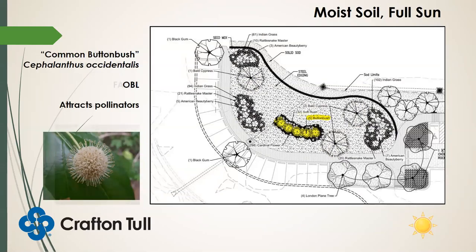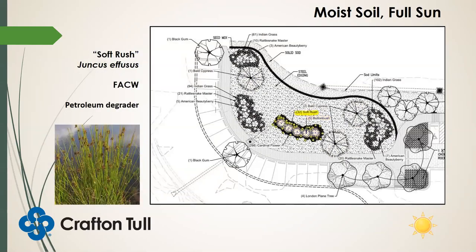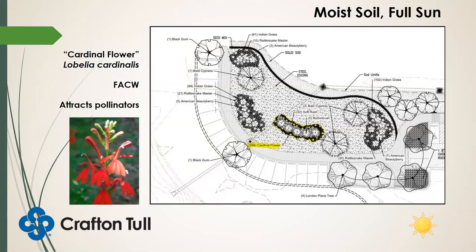Soft rush, Juncus effusus, facultative wetland species, another great one for degrading petroleum just because of its root system. Cardinal flower, facultative wetland species, attracts pollinators, especially hummingbirds. Hummingbirds love the shape of the flowers because they can stick their long beaks down in there. I've seen a lot of hummingbirds on cardinal flowers around our house.